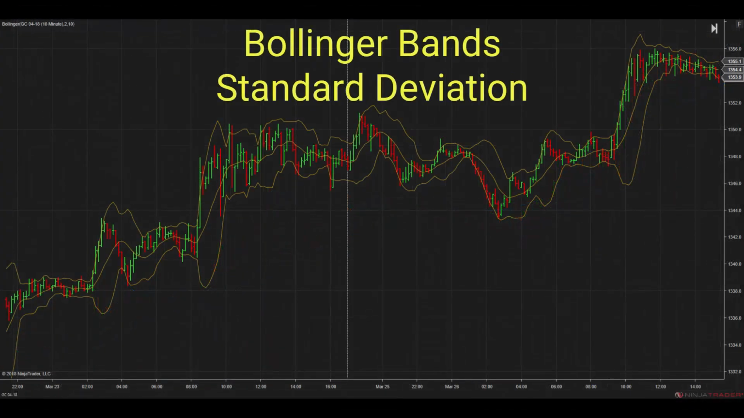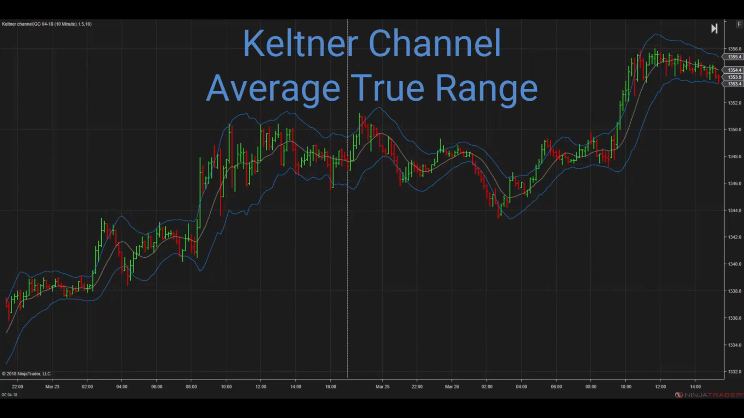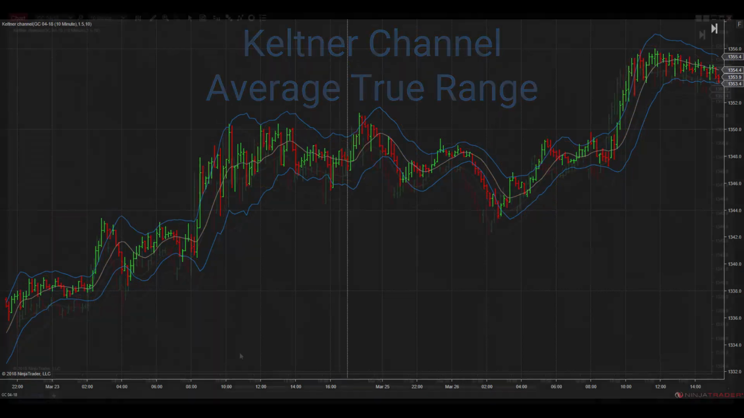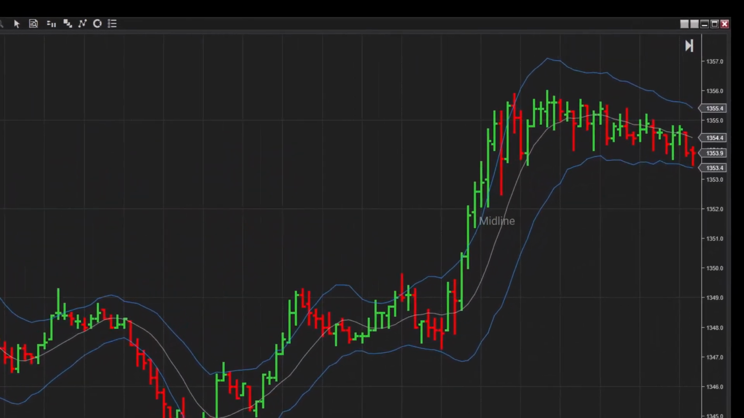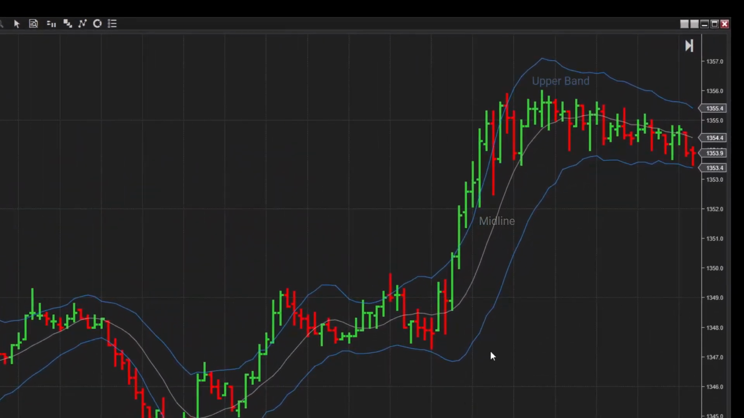Unlike Bollinger Bands, a channel indicator based on standard deviation, Keltner Channels use the average true range, or ATR, of an instrument. The Keltner channel plots three lines: the midline, the upper band, and the lower band.